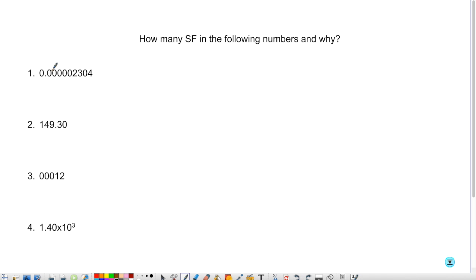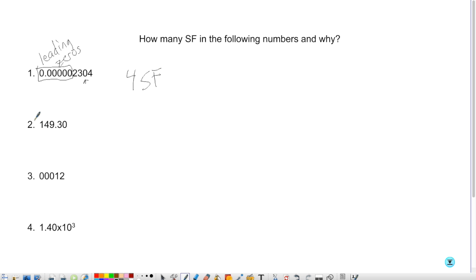So this first number has a couple different types of digits, all right? So I've got all these zeros here. These are all leading zeros, and leading zeros are never significant, okay? So really what I'm looking at is these 4 digits, okay? So I've got 3 non-zero digits, and I've got this 0, okay? And the 0 is sandwiched, and the sandwiched 0 is always significant. So this has 4 significant figures, okay?